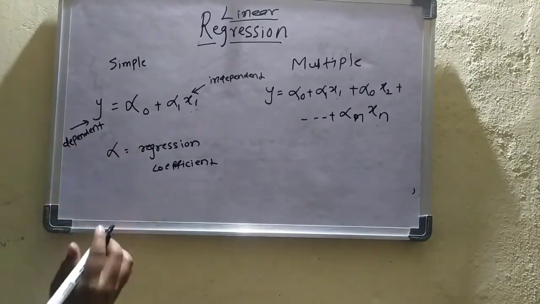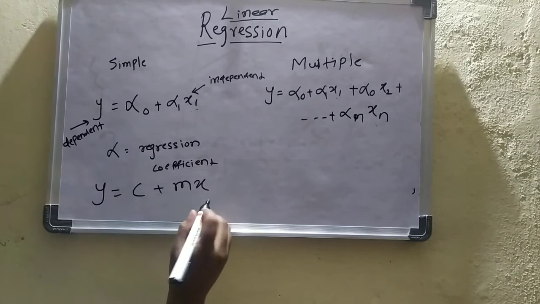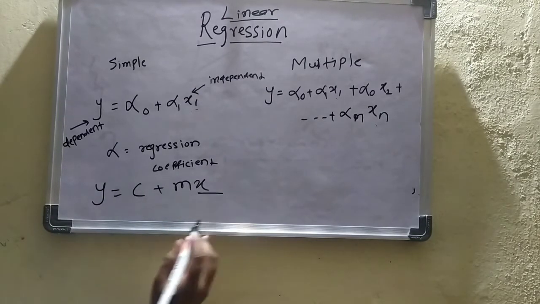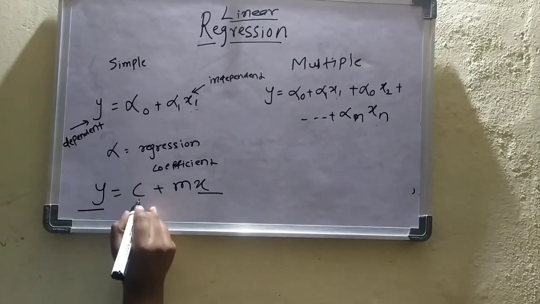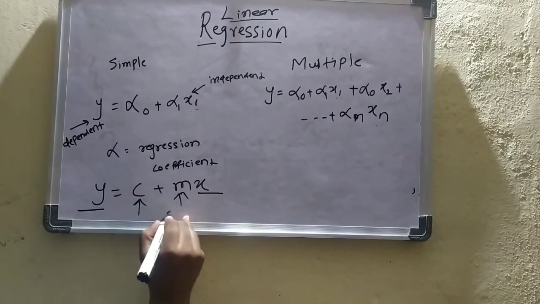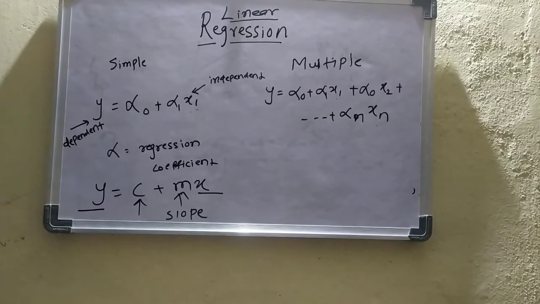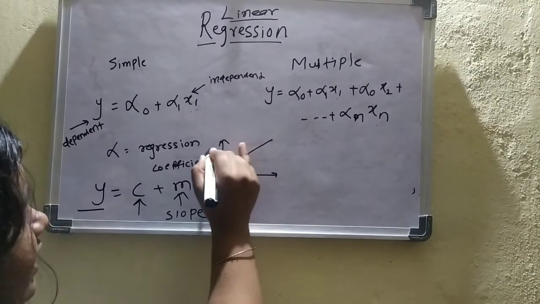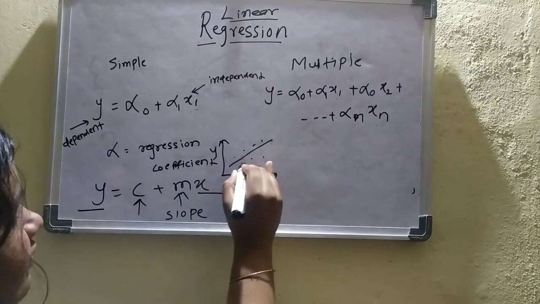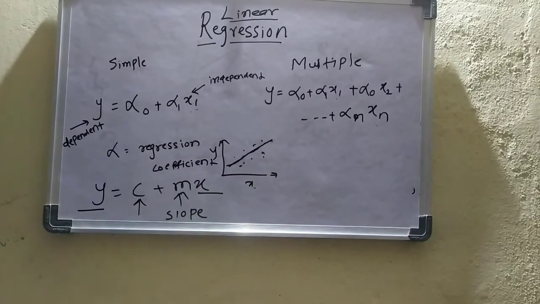So this equation can be normalized as y is equal to c plus mx. Here x is the independent variable, y is the dependent variable, and c is the constant, whereas m is the slope. As we have shown in the graph, whenever we plot x and y in simple linear regression, the graph will be straight. So the slope is the slope of this straight line. Okay, so this is the simple linear regression.